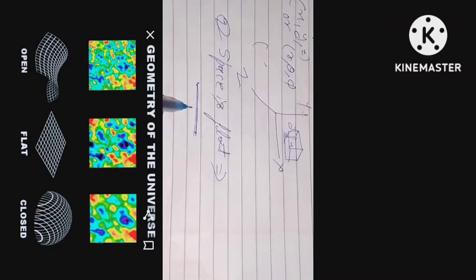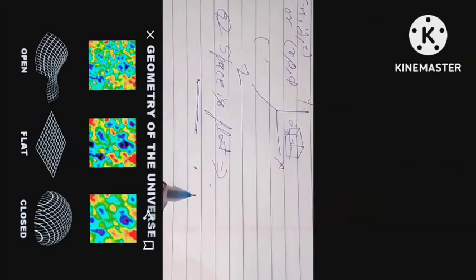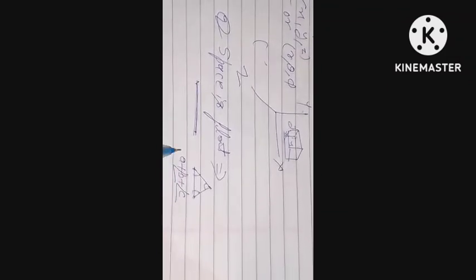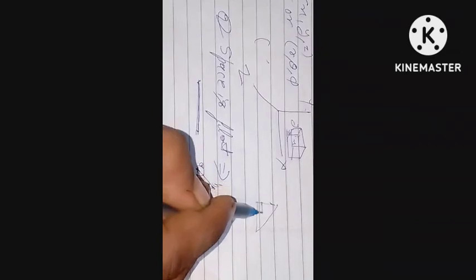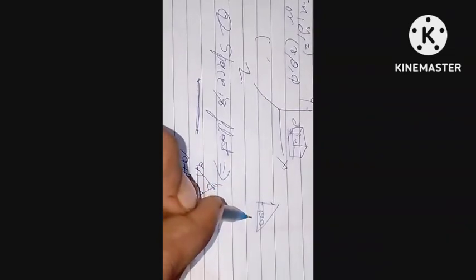If we take 3 points in space to form a triangle, the sum of angles is equal to pi. If it is a right angle triangle, that means one angle is 90 degrees.